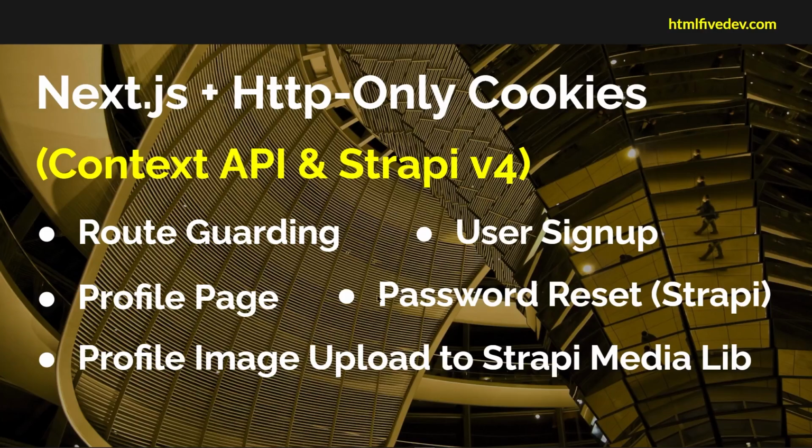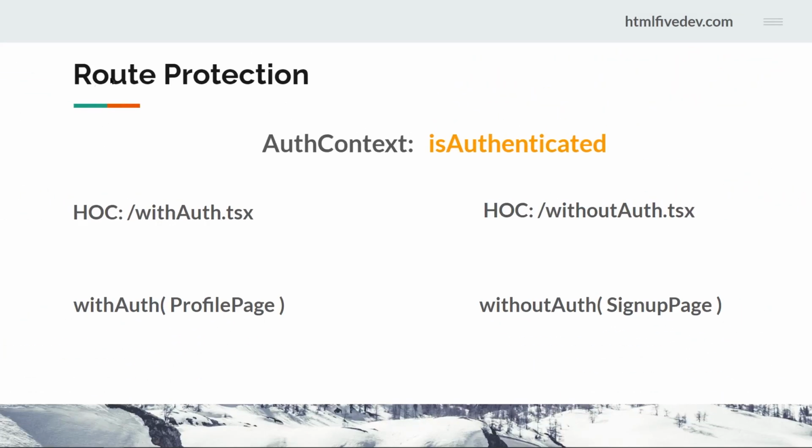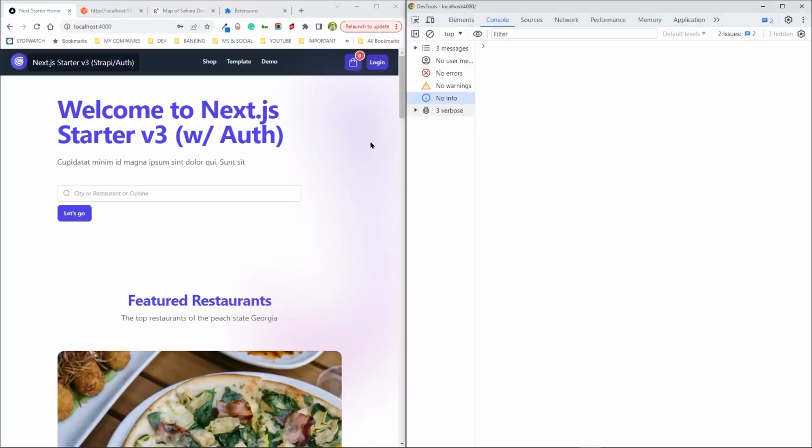In this video, I want to show the other features like route guarding or route protection, user sign up, profile page. And within that profile page, I'm adding two features, password reset and profile image upload to the Strapi media library. Now, let's start with route protection. But before I explain anything here, let's go to the application and show you what I'm talking about.